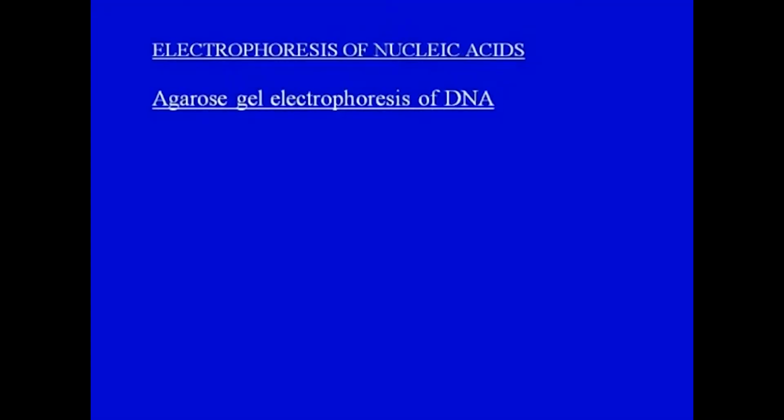Now, in this lecture we are going to discuss electrophoresis of nucleic acids, and here we are going to discuss various techniques used in the analysis of nucleic acids. Nucleic acids means DNA or RNA, and mostly it is DNA which is utilized. Nucleic acids could be separated by both polyacrylamide gel electrophoresis and agarose gel electrophoresis.